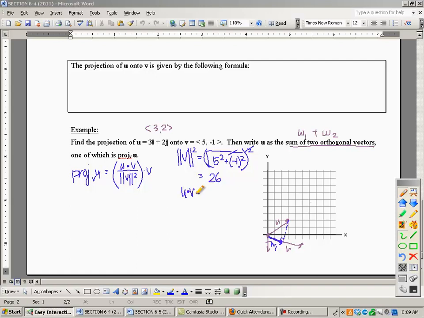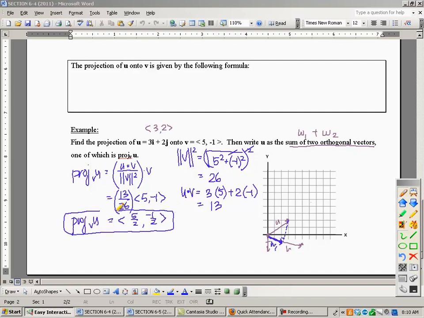Let's look at the dot product of U and V, because I also need that. 3 times 5 plus 2 times negative 1, 15 and negative 2 is 13. So if I look at this, let's do it this way: 13 over 26 times vector V, which is 5, negative 1. Well, 13 over 26 is really 1/2. If I do 5 times 1/2, I get 5 halves. Negative 1 times 1/2 is negative 1/2. So this is my projection of U onto V. This is the component form of my shadow.